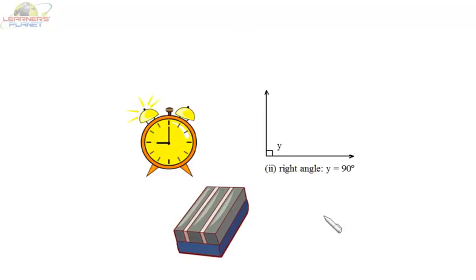If the value of the angle is 90 degrees, then we call it a right angle. Here we see these two rays are intersecting at this point, and the angle which they are forming with each other is 90 degrees. So we call it a right angle. Here it's 9 o'clock showing on the clock, and the angle between the two hands, that is the hour hand and the minute hand, is 90 degrees. Here we see the angle between these two lines of an eraser is 90 degrees. So they are at right angle.